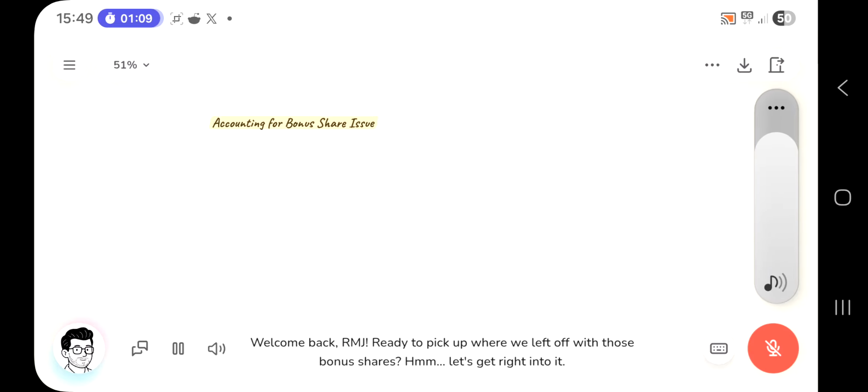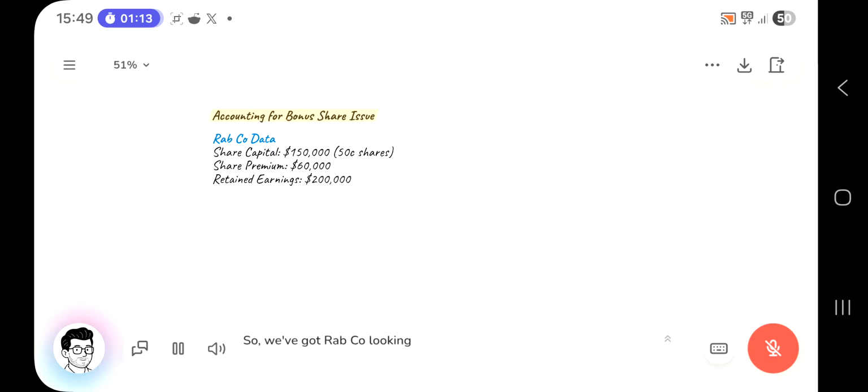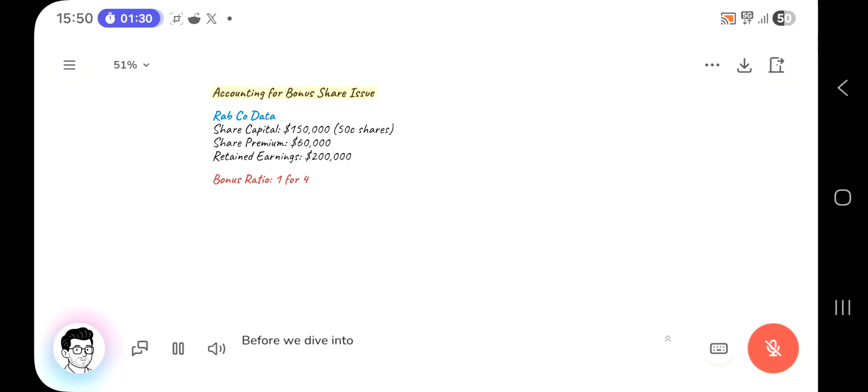Let's get right into it. So, we've got Rabco looking to make a bonus issue on a 1-for-4 basis. That means for every 4 shares someone owns, they get 1 new one for free. Pretty sweet deal, right? Before we dive into the math, how do you want to tackle this? Should we walk through it step by step? Or is there a specific part tripping you up?